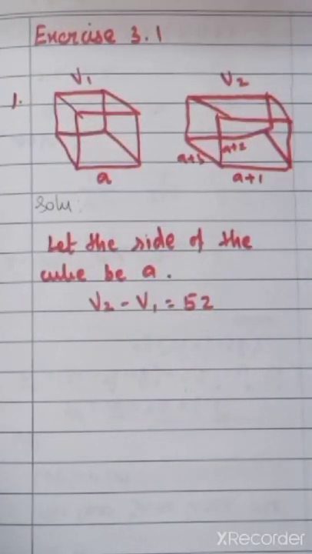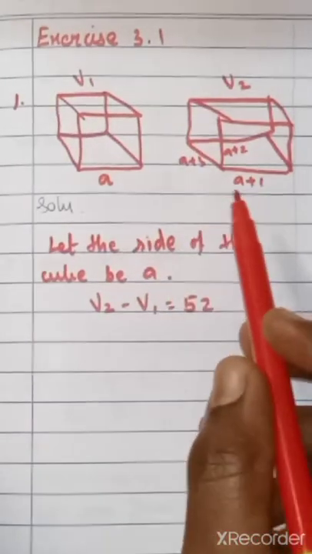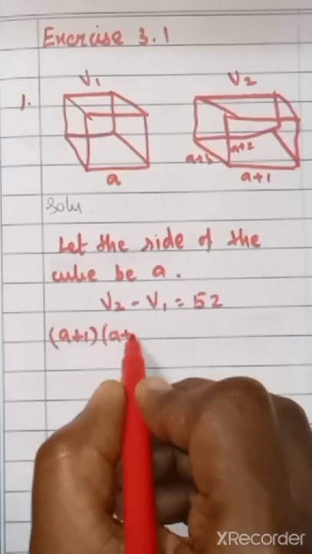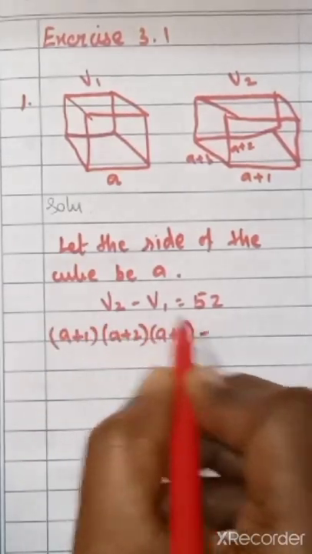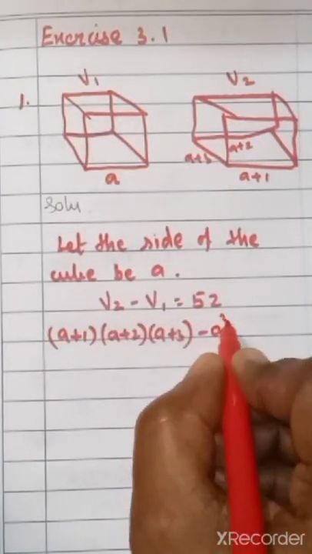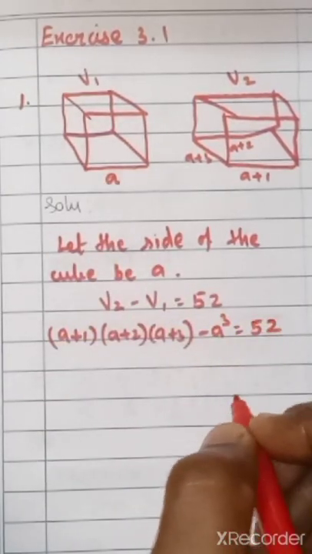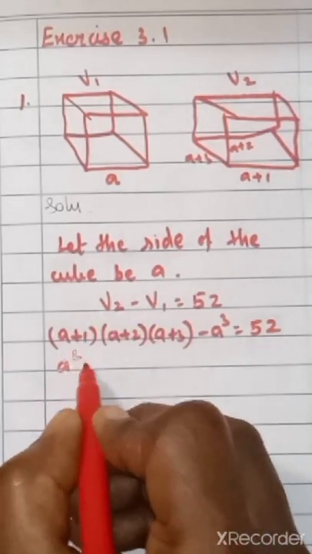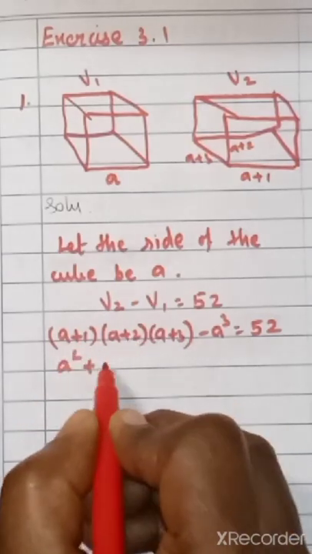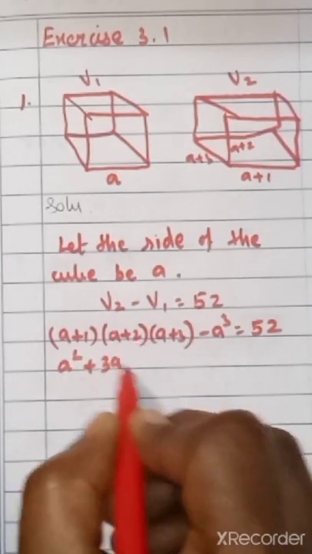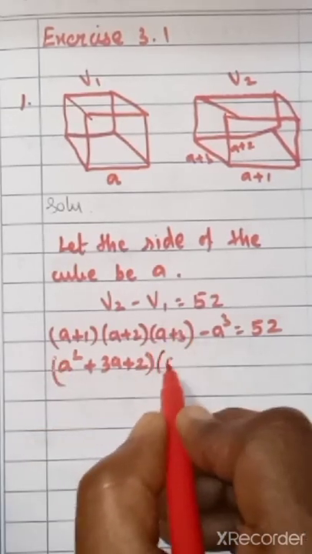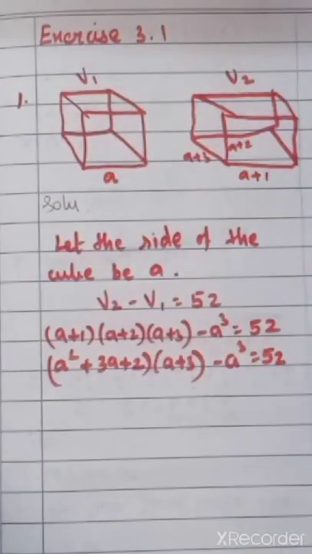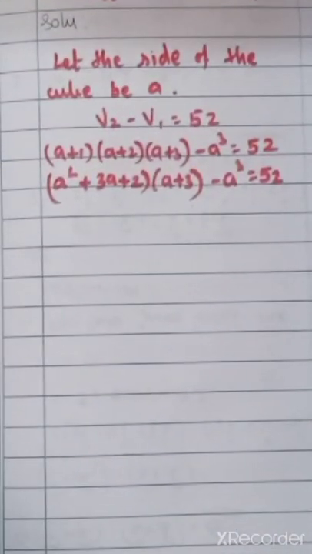That is the meaning. So what is the volume of the cube? a cube. So how can we write this? a plus 1, a plus 2, a plus 3 minus v1, whose volume is a cube, correct? which is equal to 52. Now, if you multiply a plus 1 and a plus 2, you get a square plus 2a plus 1a plus 2, that is a square plus 3a plus 2, and a plus 3 stays as it is, minus a cube equal to 52.